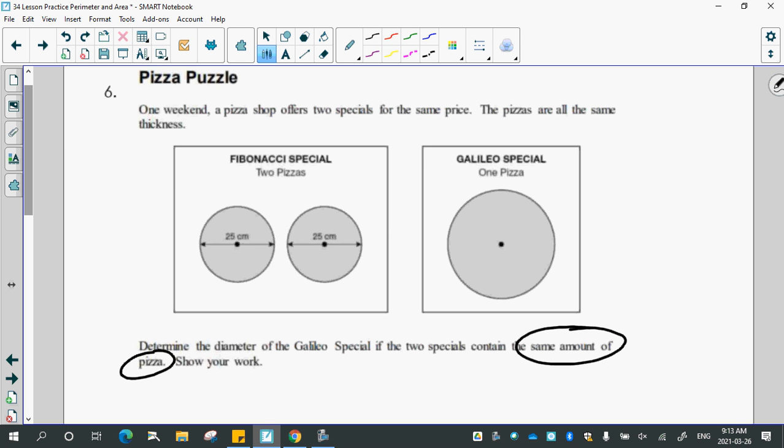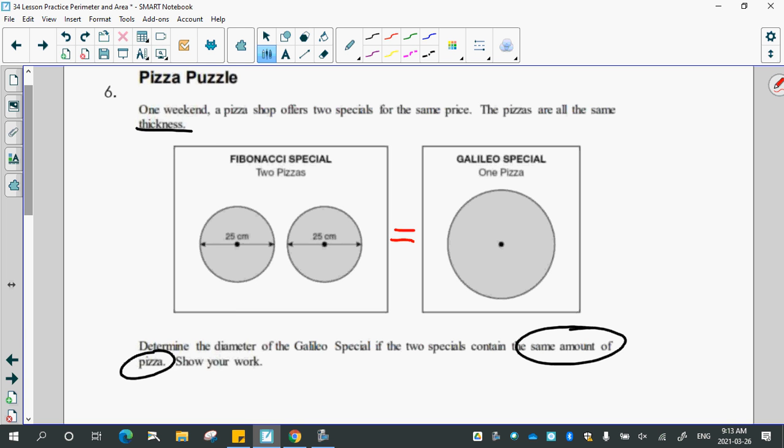Okay, so because it says that they're the same thickness, we don't have to worry about the volume, right? So we can just worry about the area here, okay? Basically, the area of these two is equal to the area of this one. Does everyone see that? So our technique is going to be the area of these two together is equal to the area of this one by itself. Okay, equal areas.